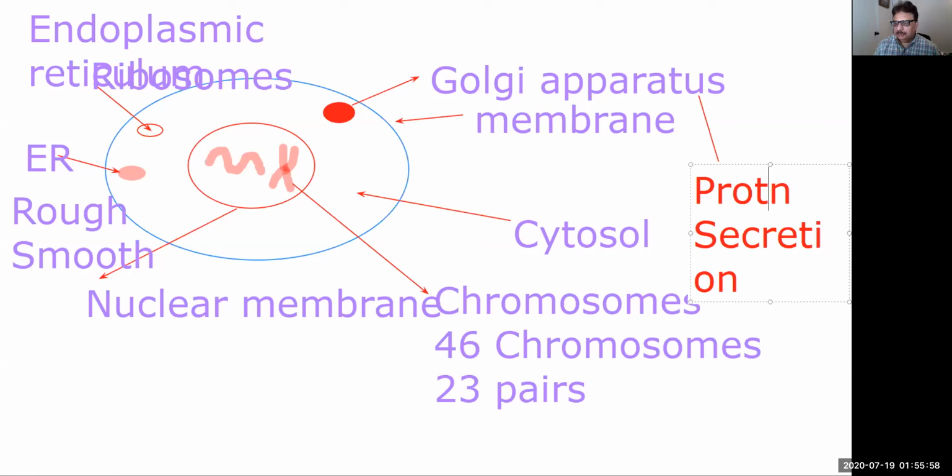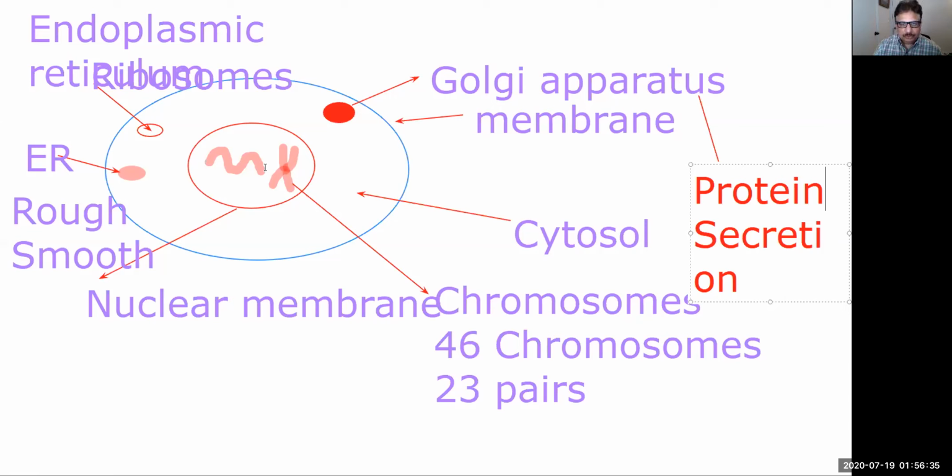So let's revise. A human cell will have a cell membrane. Within the cell membrane, there will be cytosol. Within the cytosol, there will be ribosomes, the primary protein synthesis organelles, and endoplasmic reticulum that could be of two types, smooth and rough. Rough is responsible for protein synthesis. Smooth is involved in lipid biosynthesis. The nucleus is separated from the cytosol by the nuclear membrane, and within the nucleus are present chromosomes.